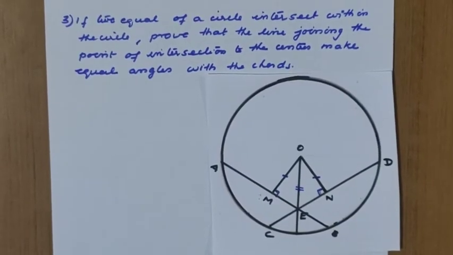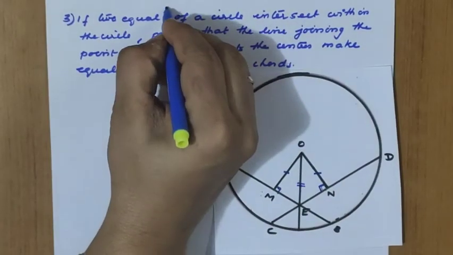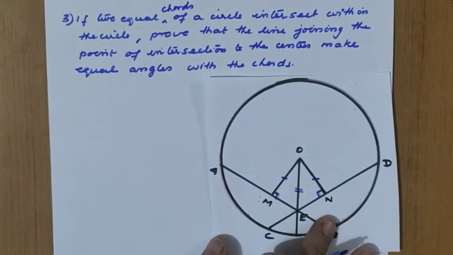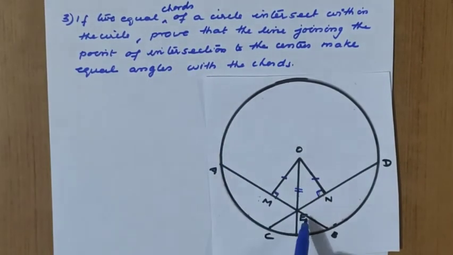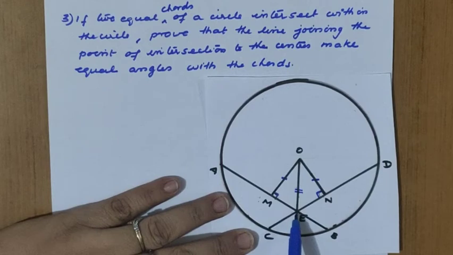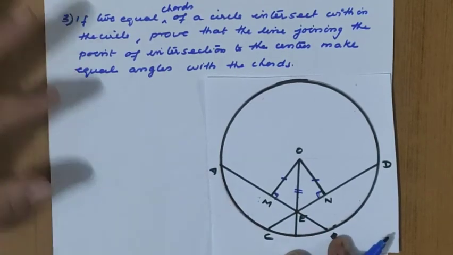Question number 3. If two equal chords of a circle intersect within the circle, prove that the line joining the point of intersection to the center makes equal angles with the chords. That means they are intersecting at E, and the line joining the point of intersection to the center, OE, makes equal angles with the chords. That means angle OEM equal to angle OEN.